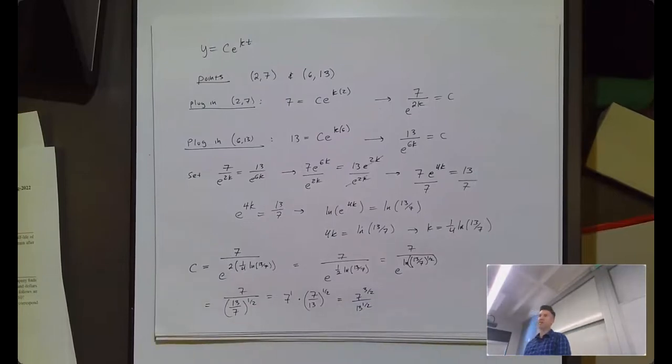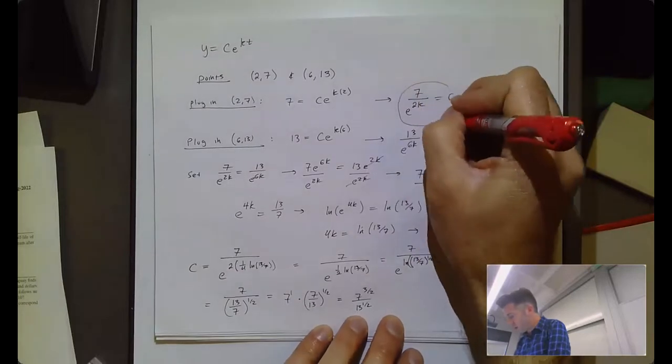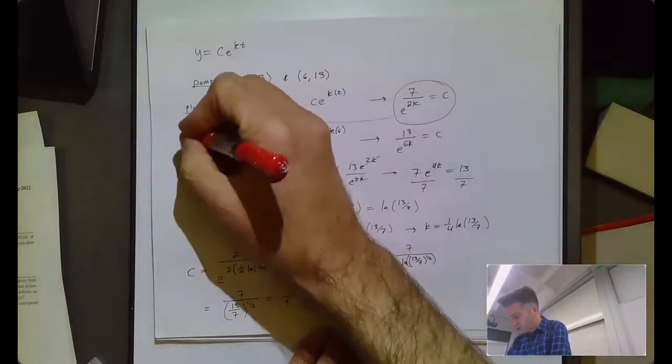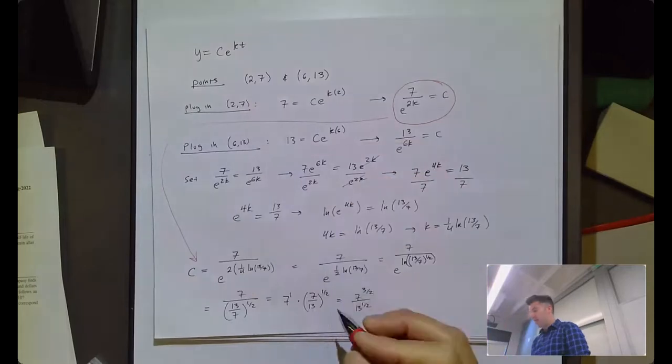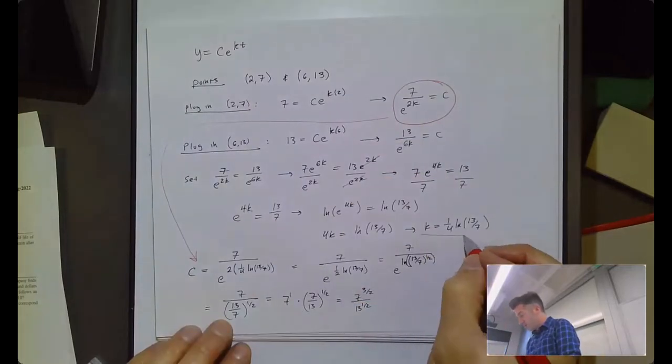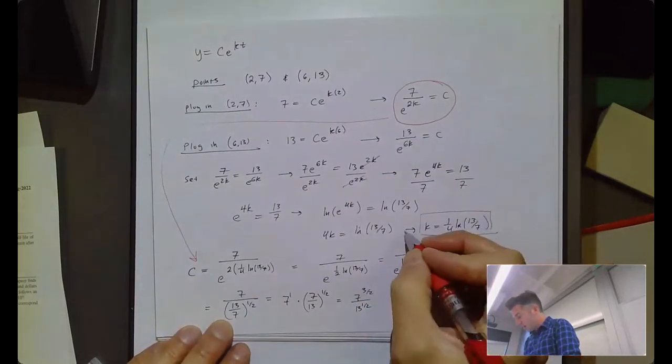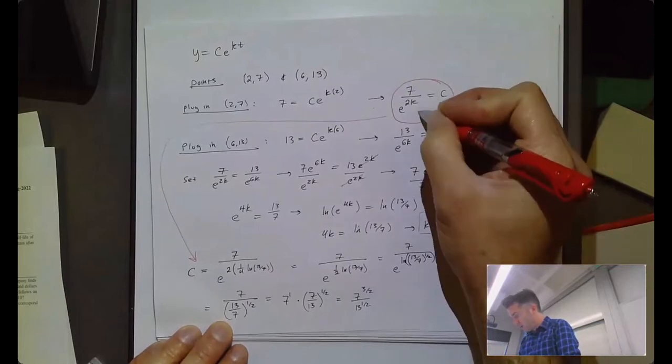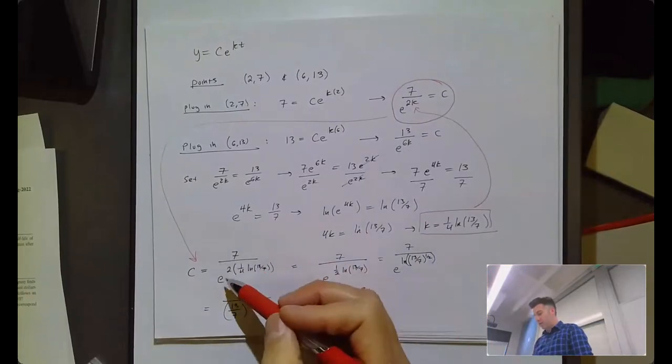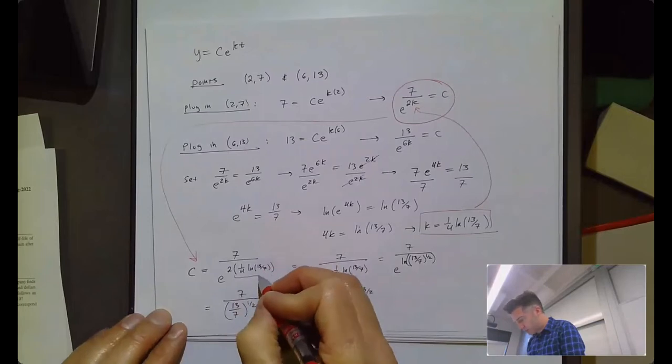It's not pretty. Where did e squared come from first? Say it one more time. Where did e squared come from? Sure. I'm using this part right here. And I'm saying, okay, now I'm going to actually plug in the value I found for k. So I'm taking that and then putting that in for k here. And then I'm getting 7 over e to the 2 times k.